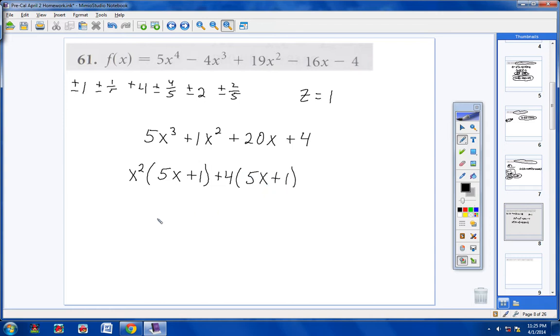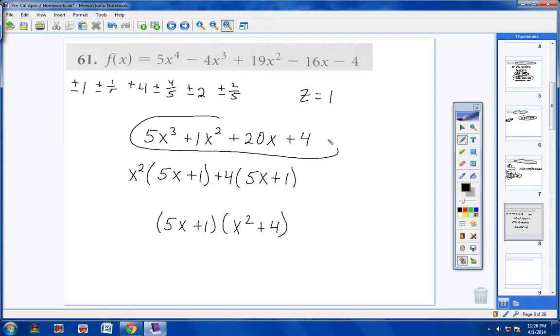So far it looks good. Write your matching parentheses once, 5x plus 1. Write your leftover terms right here in your other parentheses, x squared plus 4. And there we did it. We took this expression here and we factored it down to this. So now, if you took this expression here and set it equal to 0 and solved, you would get negative 1/5. So there's another 0 for you, negative 1/5.